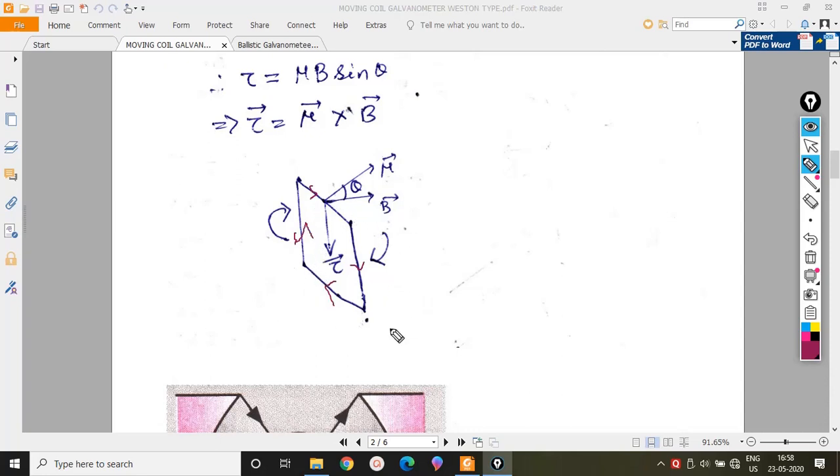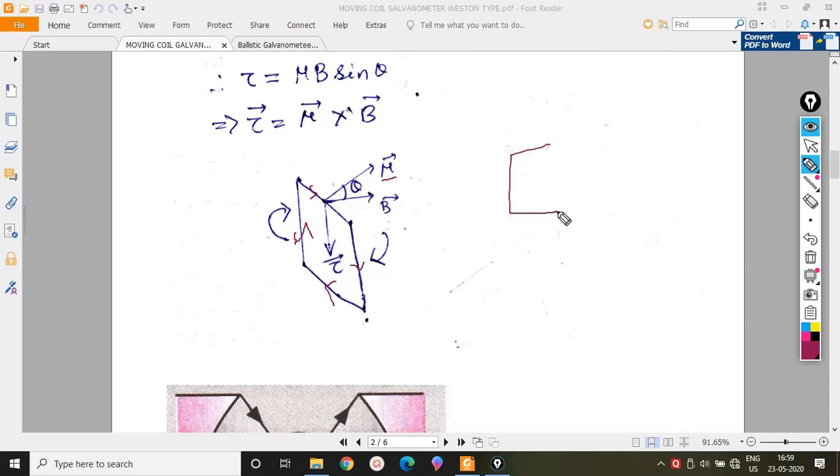If you see from this side and from that side, it will be the other way. So here you will see that your magnetic dipole moment will be in this direction. That is your direction of your area vector.